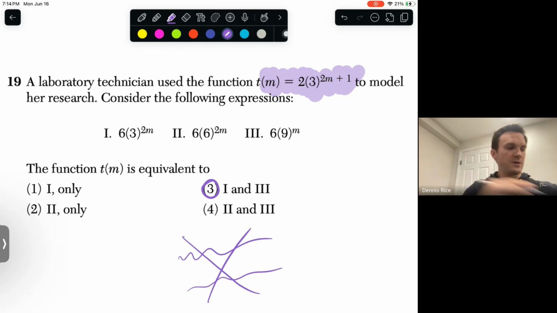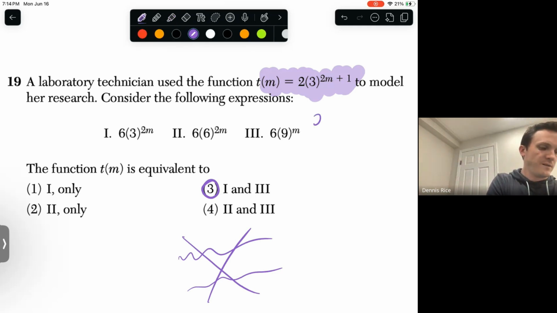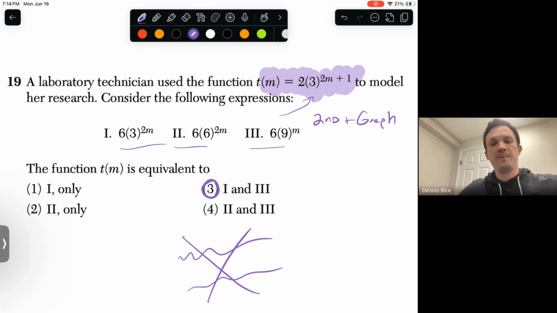And then you're going to go to your tables. So second graph, and now I'm just going to look to see which of these tables match the first one. They should be an exact match, okay? And that will be for 1 and 3. So 1 and 3 are equivalent. They're the same thing. They produce the same outputs.